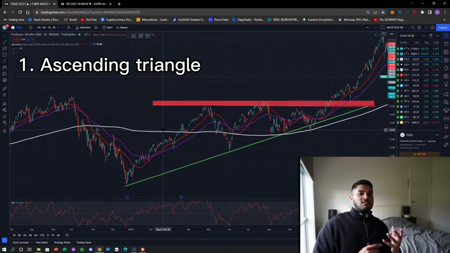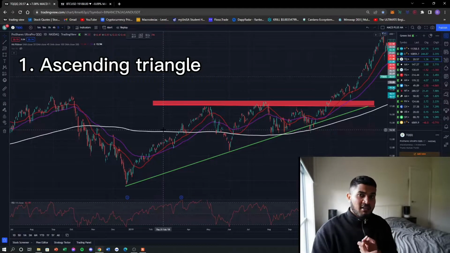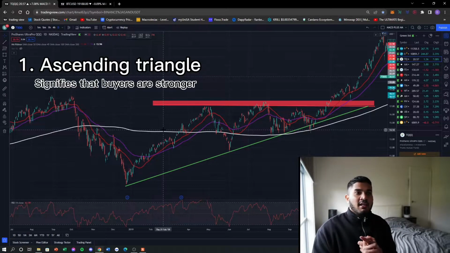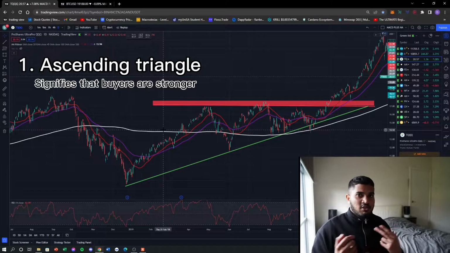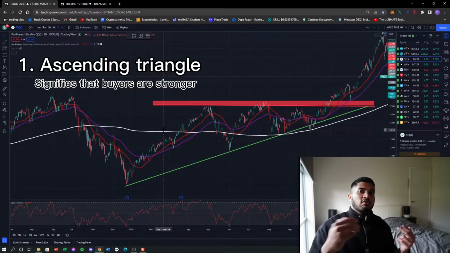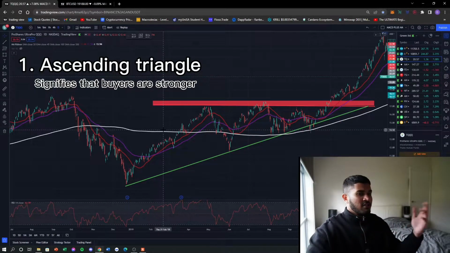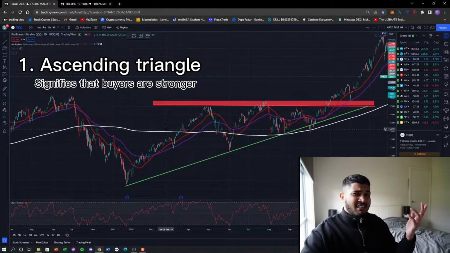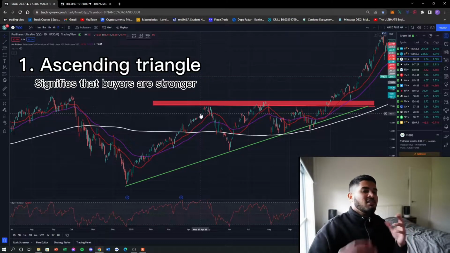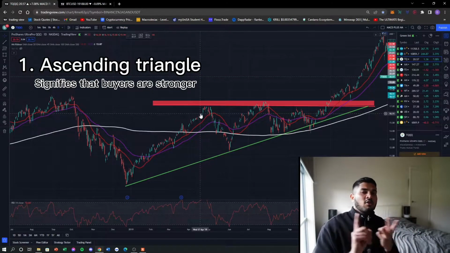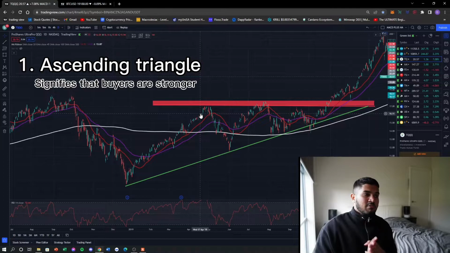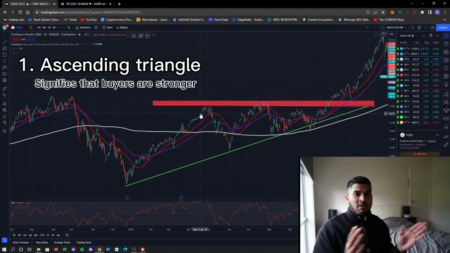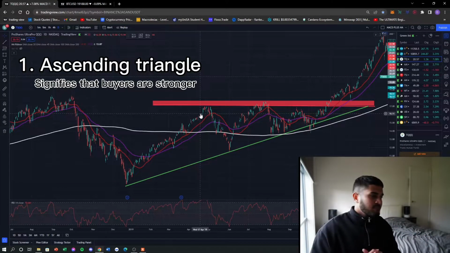An ascending triangle signifies that the buyers are stronger. It also means that the buyers are willing to step in and buy the asset at a higher price rather than just waiting for it to fall back down. So let's go to this example right here. We're looking at a stock chart, an ETF chart actually, but it's just charts. It doesn't matter whether it's stocks or crypto or forex. It can be applied to literally everything.